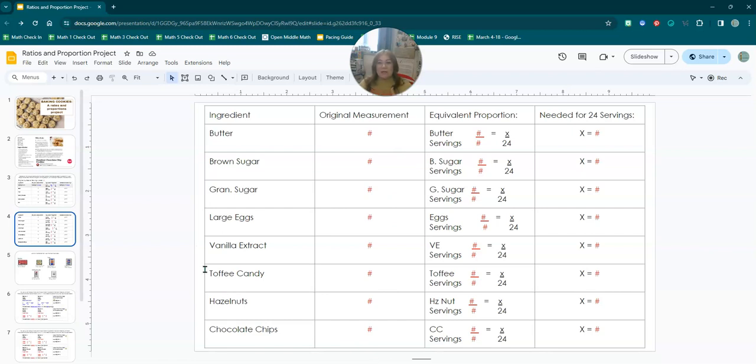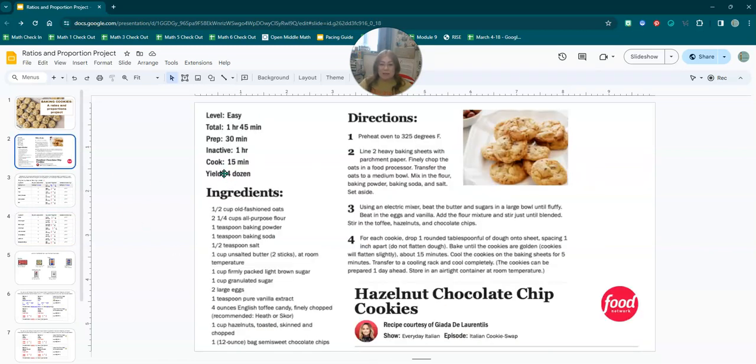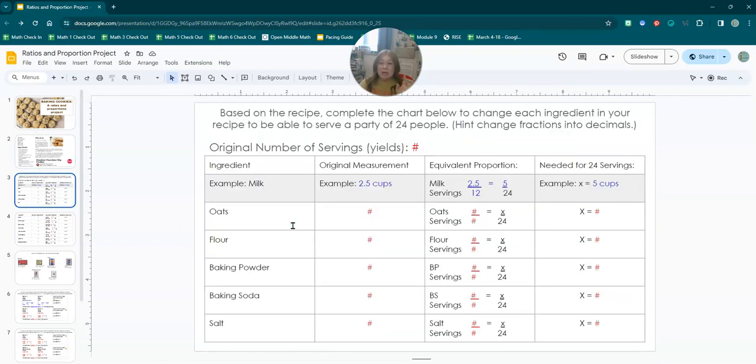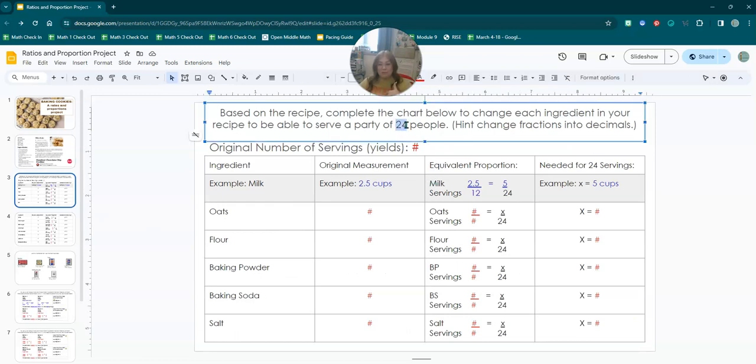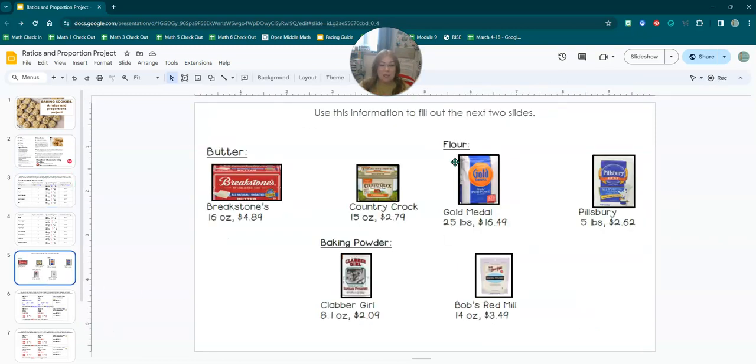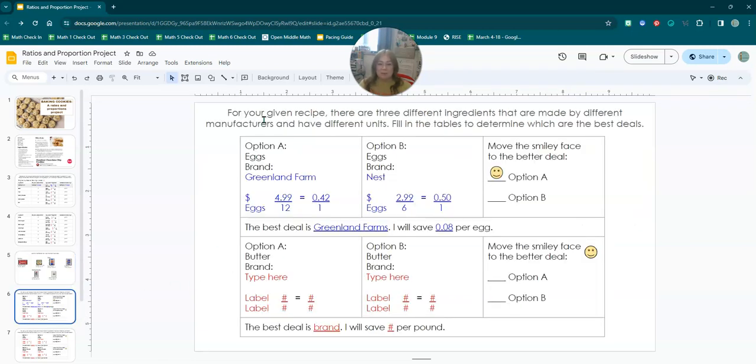So we're trying to find the correct proportions for this recipe. Because you can see how many it makes here, that's going to be too much. We need to only make it for 24 people. So now this tells us to use this information for the next 2 slides. So you're going to be comparing different types of butter, flour, and baking soda or baking powder to see which one is the better deal. So we're given the recipe, we're trying to pick the better ingredient that will be a better deal.